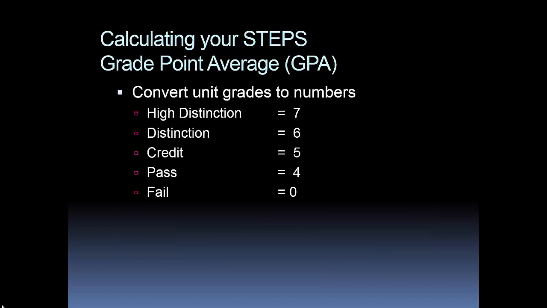Okay, so calculating STEPS GPA. So STEPS courses are weighted equally. So this is a simplistic way to calculate GPA. It may differ slightly in undergrad. But basically what you do is you take the results that you get for each of your units and you convert them to a number. So if you get a high distinction in one unit, you would get 7 points. A distinction 6, a credit 5, a pass 4, and a fail 0.